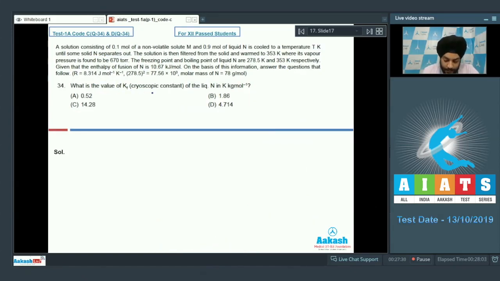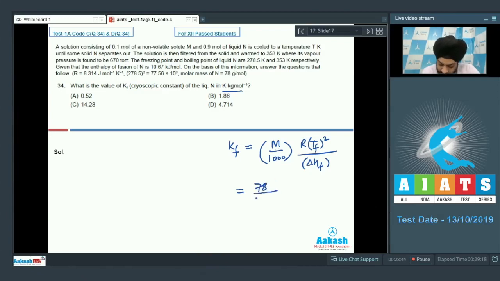What is the value of the cryoscopic constant of the liquid N in Kelvin kg mole inverse? Students, if we talk about the value of this Kf, it is given by M by 1000 into R TF square by delta H fusion. This 1000 is for the molar mass, so the molar mass will be put in grams. So this 1000 is for this conversion into the SI units. So we put the value of M as 78 grams. Dividing it by 1000 will automatically convert it into kilograms.